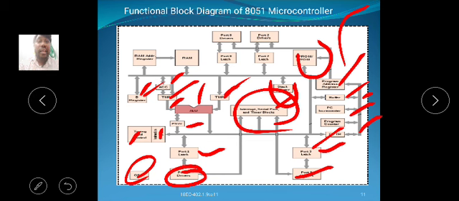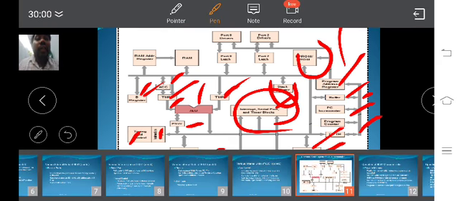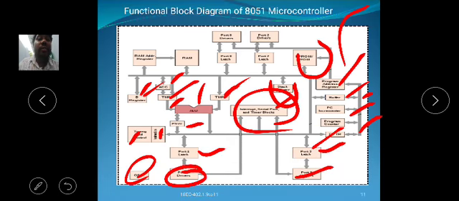For example, if they ask about the program status word, you have to explain its operation. The program status word is nothing but the flag register, which has different flags: the carry flag, auxiliary carry flag, overflow flag and parity flag. If they ask about the accumulator block, the accumulator is one of the most important registers in the 8051 microcontroller. All the arithmetic and logical operations use the accumulator register.